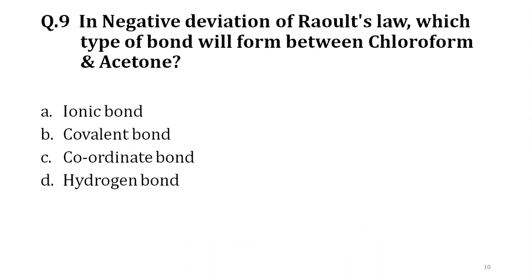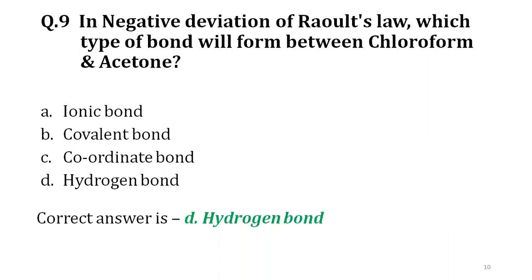Question number 9. In a negative deviation of Raoult's law, which type of bond will form between the chloroform and the acetone? Option A, ionic bond. B, covalent bond. Option C, coordinate bond. And option D, hydrogen bond. So you guessed it right. The correct answer is D, that is hydrogen bond.